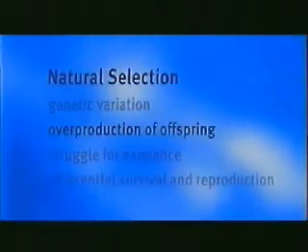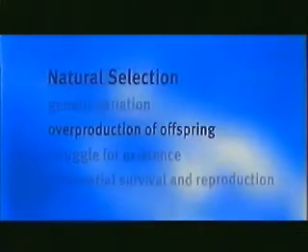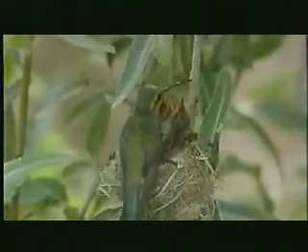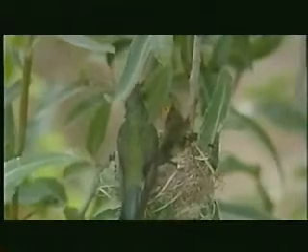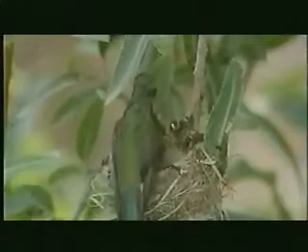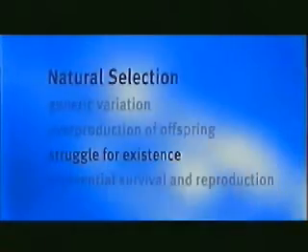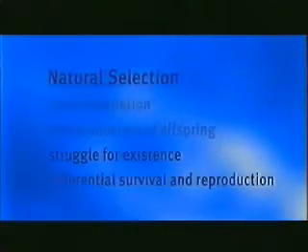Second, there is overproduction of offspring. Darwin realized that natural selection would operate because individuals in natural populations tend to produce more offspring than can survive. For example, hummingbirds over their lifetime will often produce dozens of offspring, but only one or two of those individuals are likely to survive. The third factor in natural selection is the struggle for existence, and that leads to differential survival and reproduction.